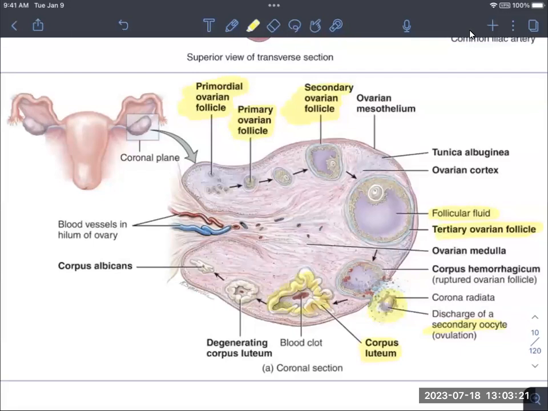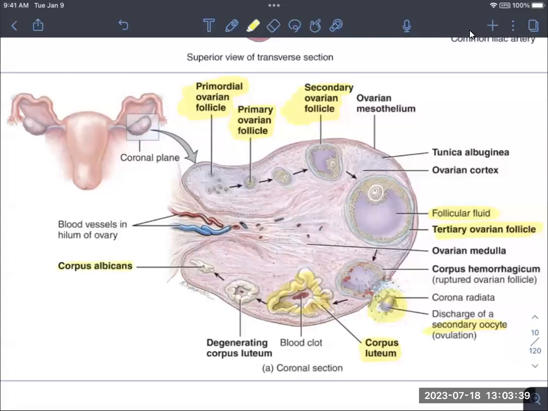And this is what secretes out those estrogens, progesterones, relaxin, inhibin, all these different hormones after this secondary oocyte has been released. And then it slowly starts to degenerate till it becomes that corpus albicans.